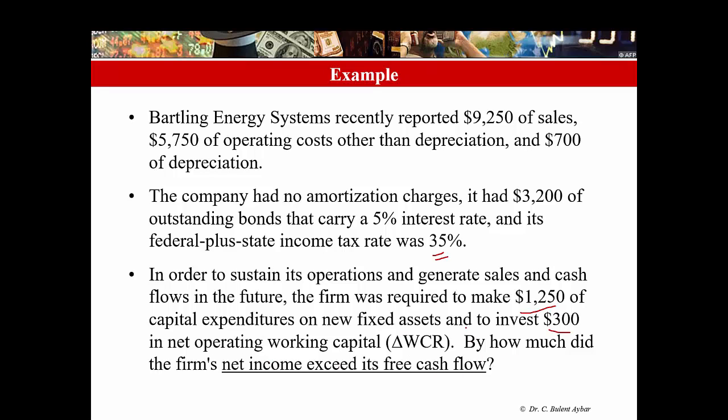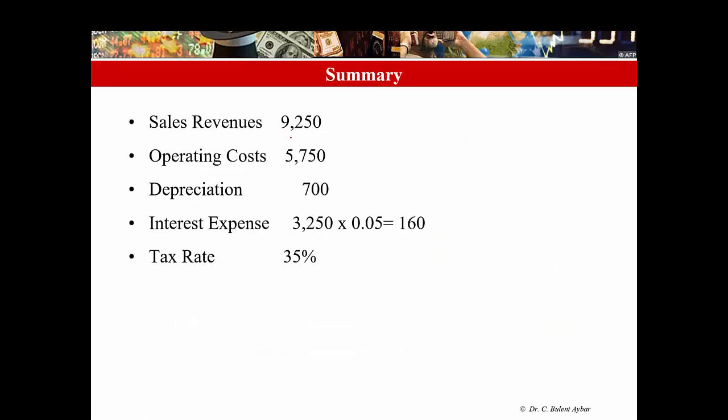So first we're going to calculate its net income and then its free cash flow to see the discrepancy between these two. So the data is in here. Sales revenue is $9,250, operating cost $5,750, depreciation $700, and tax rate is 35%. This data in here, interest expense, is actually not relevant in our calculations because we are calculating the free cash flow that is available to both shareholders and creditors. But this is now necessary to calculate the net income.